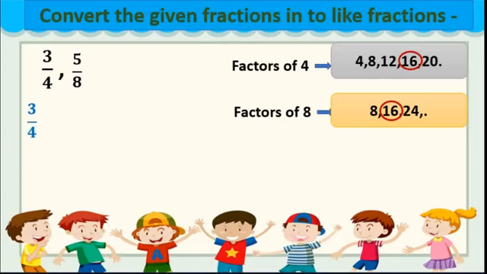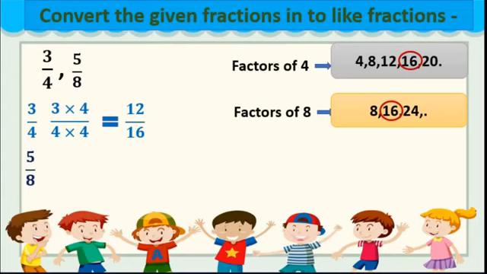Okay. Now here 3 upon 4. Now you know 4 4s are 16. So what we will do? We will multiply both numerator and denominator by 4. Okay. You know this step in the equivalent fractions. Correct? Okay. Now 3 4s are how much? 12 and 4 4s are 16. So that is 12 upon 16. Isn't it?